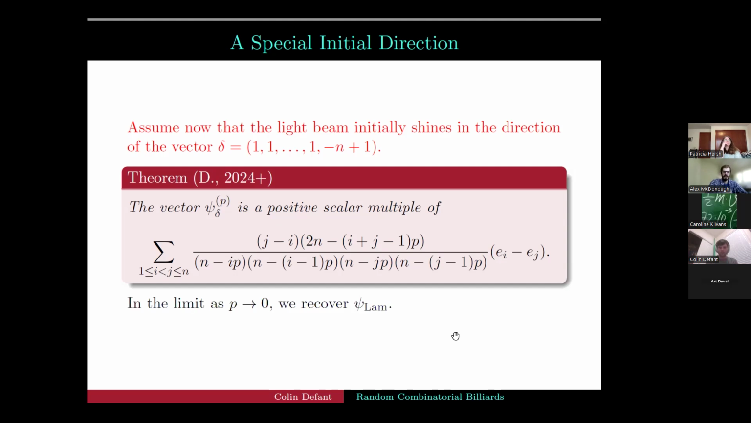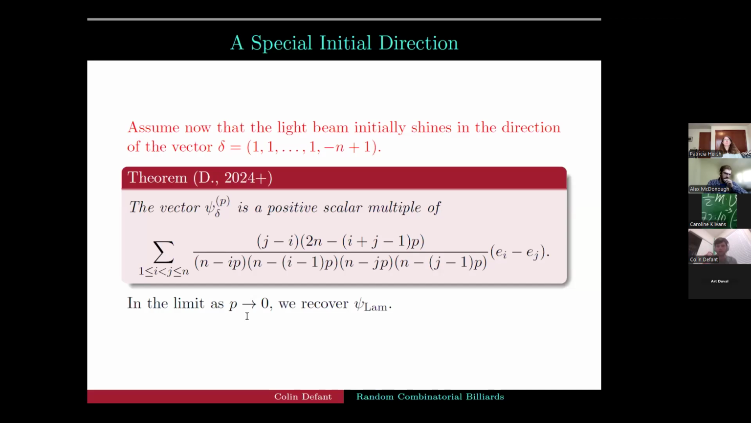But first, let me mention that if you set p to be 0 here, then you recover the vector psi lam from before, up to a positive scalar multiple. Again, I don't care about positive scalar multiples. And, well, why is this? Well, remember, p is the probability that the beam of light passes through a hyperplane when it hits it if it hasn't already crossed through it.